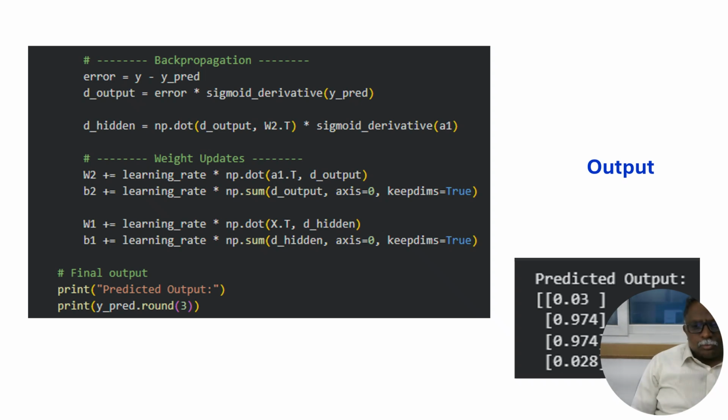The final output we have got is 0.003, 0.974, 0.974 and 0.028, rounded to 3 decimals. The original output is 0, 1, 1, 0, and the predicted output is 0.03, 0.97, 0.97 and 0.0, which is very close to the real one. Thank you.